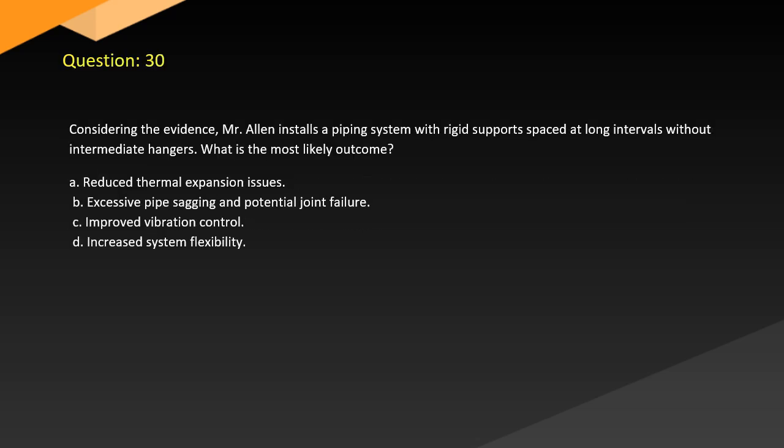Question 30. Considering the evidence, Allen installs a piping system with rigid supports spaced at long intervals without intermediate hangers. What is the most likely outcome? A. Reduced thermal expansion issues. B. Excessive pipe sagging and potential joint failure. C. Improved vibration control. D. Increased system flexibility.